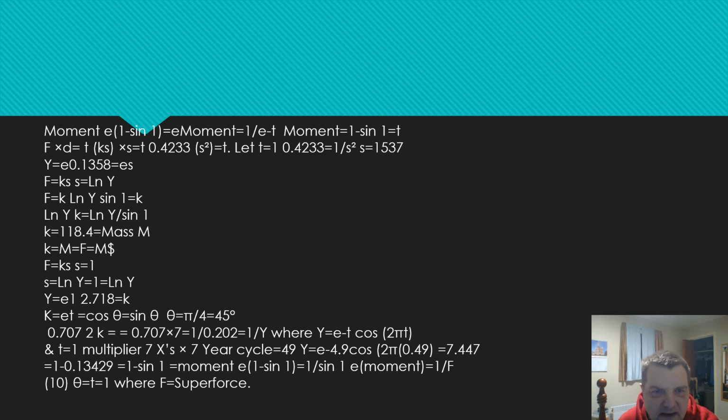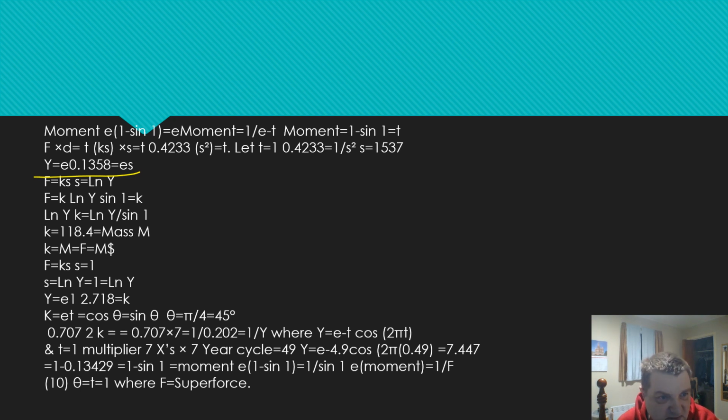Let t equal 1, 0.4233 equals 1 over s squared, s is equal to 1537. So E is equal to the GDP of the U.S. economy, which is equal to e to the power 0.1358, which is equal to e to the s.